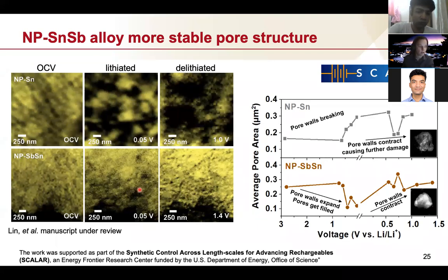So we plot the average pore area, and you can see that this is pretty stable with lithiation and then delithiation. There's a small expansion, the pores get filled in, and then there's a small contraction as the pores reform, essentially. But it's a lot more stable than you see in the nanoporous tin. So we think it's actually the pores and not necessarily the general shape that's really helping us with this nanoporous tin antimony alloy.